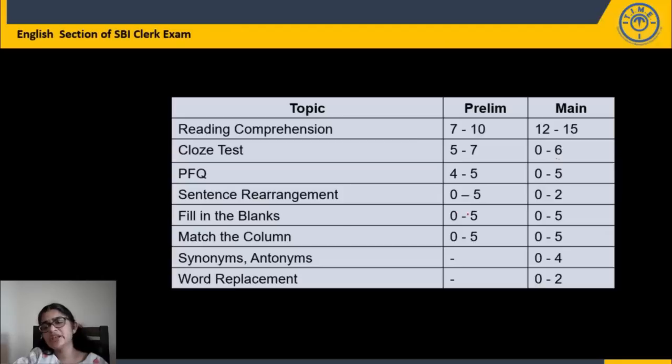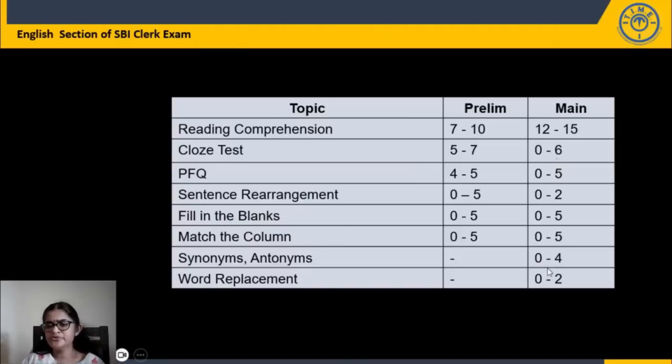Fill in the blanks, you can expect 5 questions. Again, you can expect does not mean it will definitely be this. Okay, this is just to give you an overview. Match the column also, there may be up to 5 questions. Synonyms and antonyms and word replacement, we told you, are features of the mains exams. That does not again mean it will not appear in the prelims exam ever. Okay, these should give you some hint of what may occur anywhere, anytime.